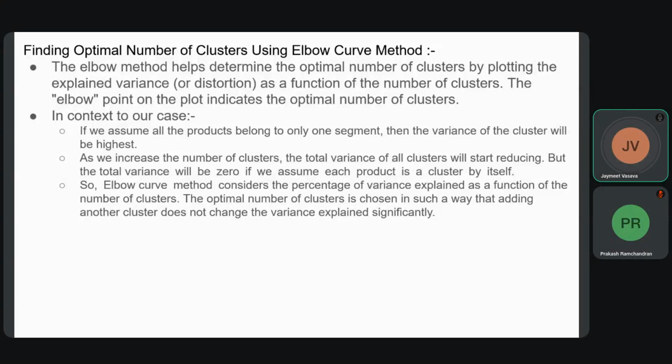So there has to be a sweet spot between not having too many clusters and having a good variance, or percentage of variance being explained. The elbow curve method considers the percentage of variance explained as a function of the number of clusters. The optimal number of clusters is chosen in such a way that adding another cluster does not change the variance explained significantly.